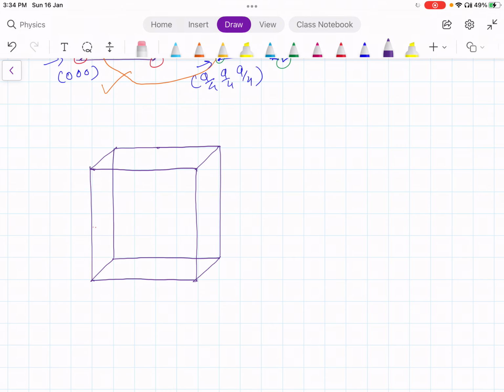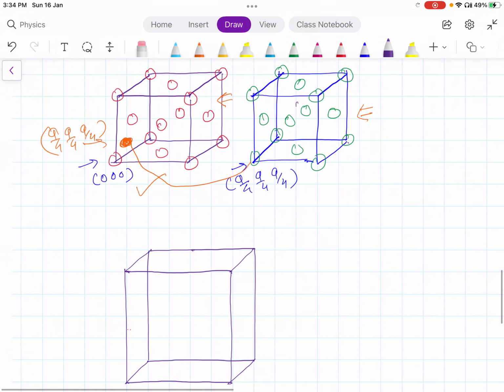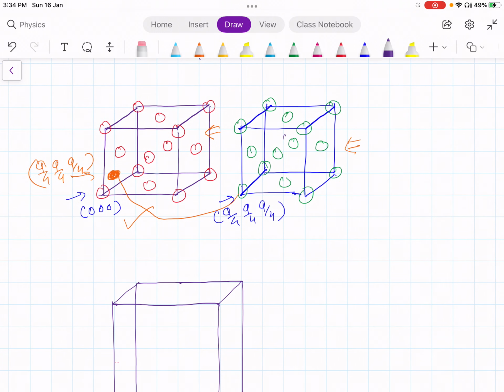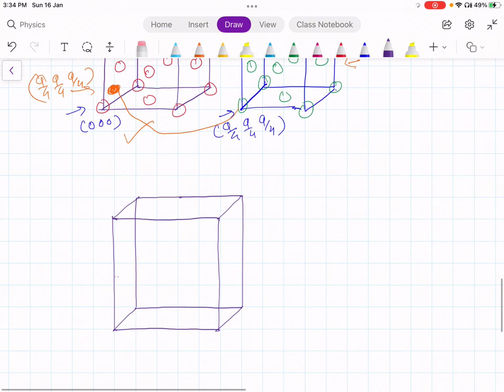Okay, this is the cube. And in diamond, in this first unit cell, as you can see here, there are 8 corner and 6 face center carbon atoms. Let me show that.